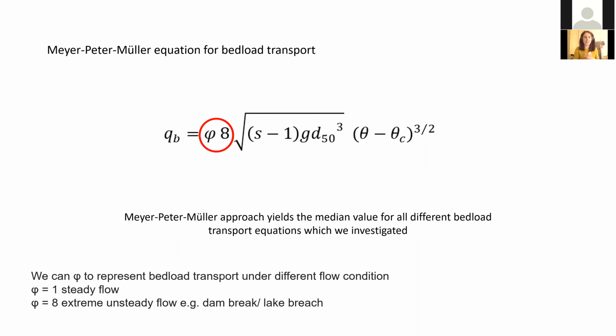What's also quite nice with this is that we can change the coefficient here, which I've circled in red, to represent different flow states. If we change phi to 1, for example, that would be very much under steady flow conditions, and then we can ramp it all the way up to phi of 8, which would represent an extreme unsteady flow event, such as a dam break or a lake breach.